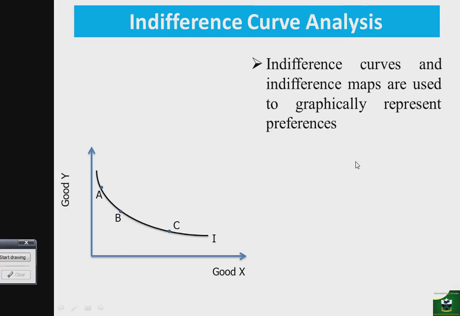Indifference curves and indifference maps are used to graphically represent preferences. So the consumer would easily indicate that I prefer a point, say point D, which is above, compared to point B. And the consumer can also tell you that between A and B, I'm indifferent. Meaning, if you gave the consumer two different commodities, the consumer would be okay to take either of the two because he or she is indifferent. But if you presented bundle D and bundle B, the consumer will simply indicate that he or she prefers bundle D because it is on a higher path and gives the consumer more utility.